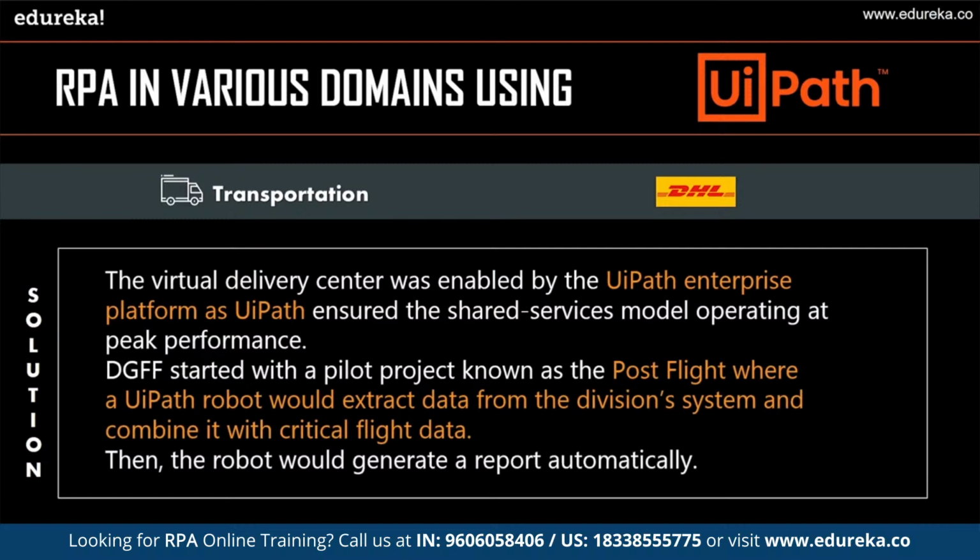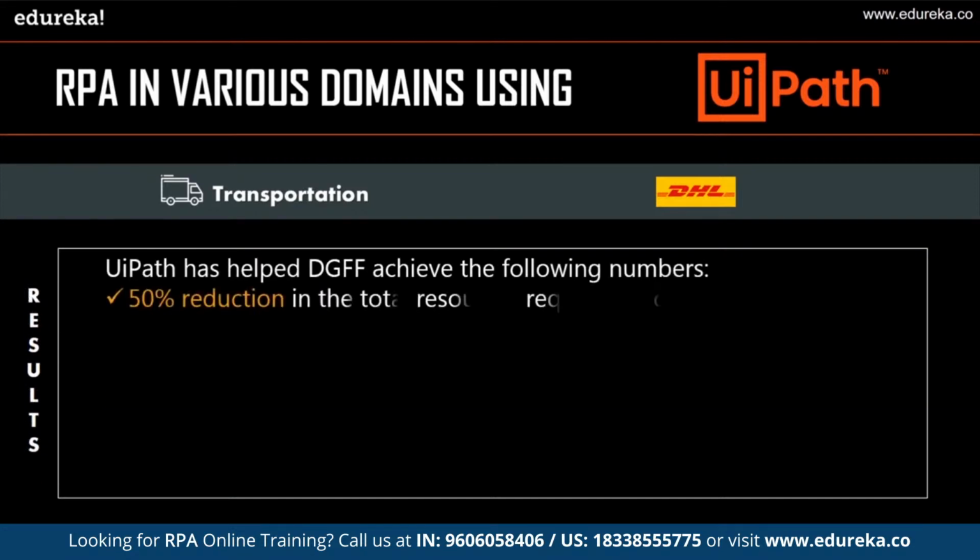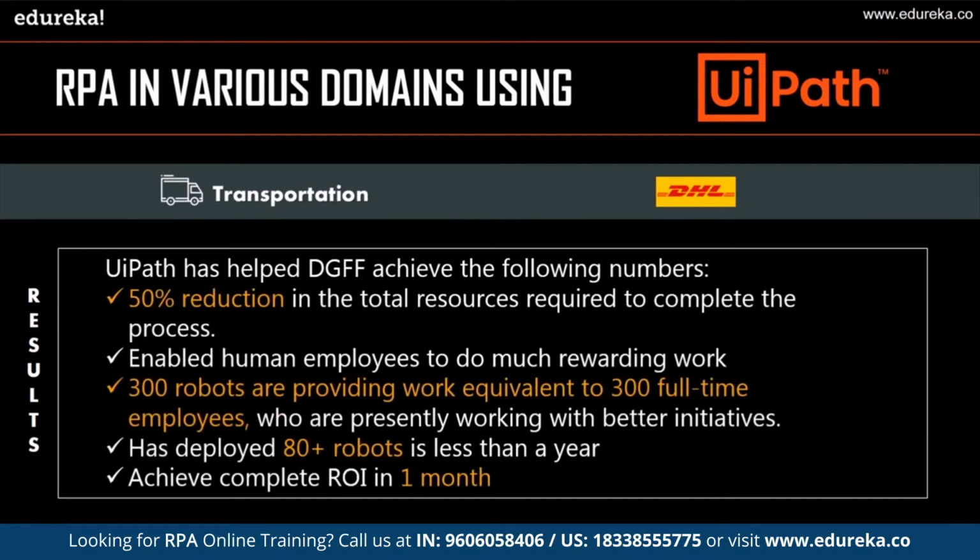After the pilot project was successful, the team started a center of excellence to define the standards for RPA-based automation, such as the configuration and services for DGFF. If we talk by the numbers, UiPath has helped DGFF achieve around 50% reduction in the total resources required to complete the process and enable human employees to do much more rewarding work. Around 300 robots are providing work equivalent to 300 full-time employees who are presently working on better initiatives, and the company has deployed more than 80 robots in less than a year. This initiative has helped DGFF achieve complete ROI in 1 month. So that's how, guys, RPA is used in the transportation industry.